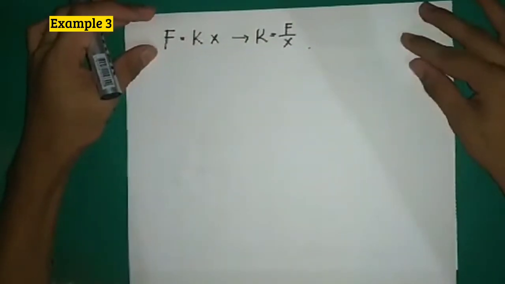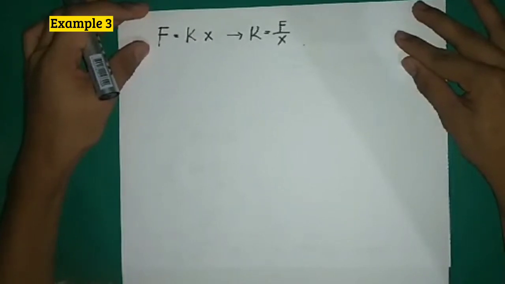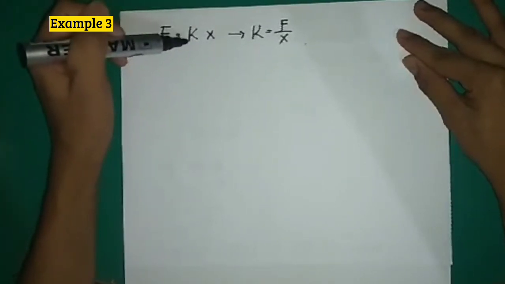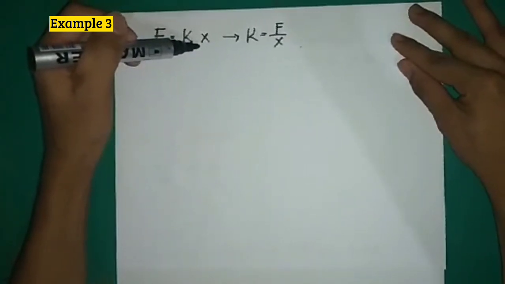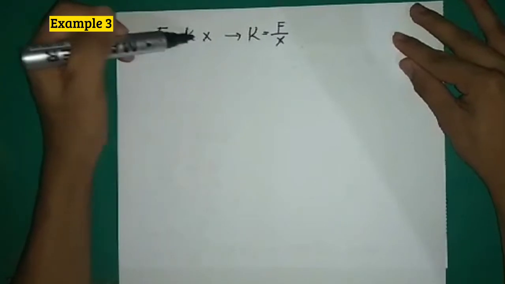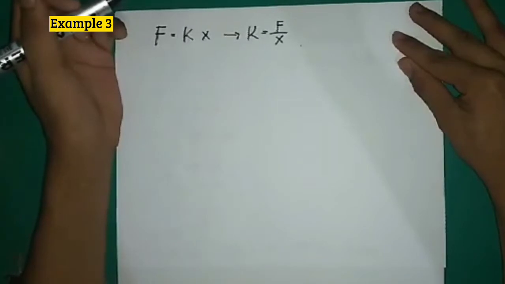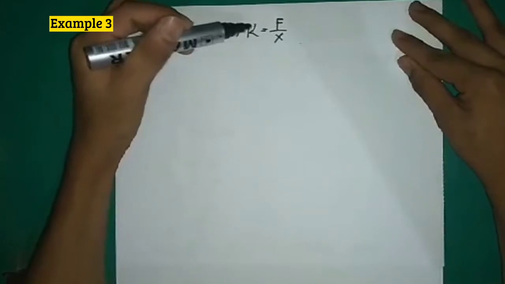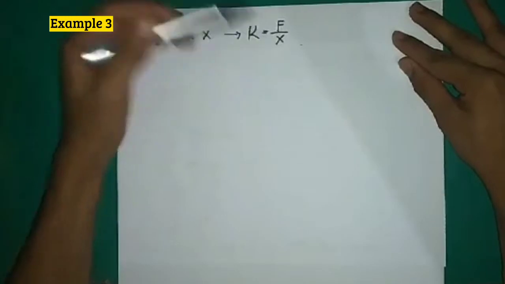So this is the formula first. We're going to base it on the formula F equals Kx, where K is the spring constant, while x is the distance between its natural and current lengths. So let's first find the K. In order to find K, the formula is K equals F over x, which is force divided by x.